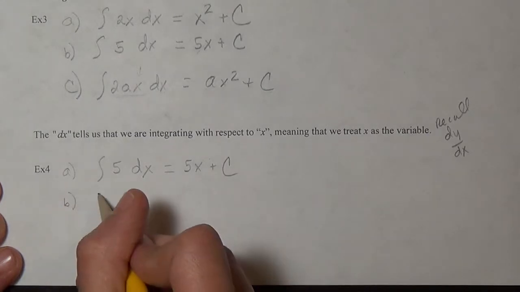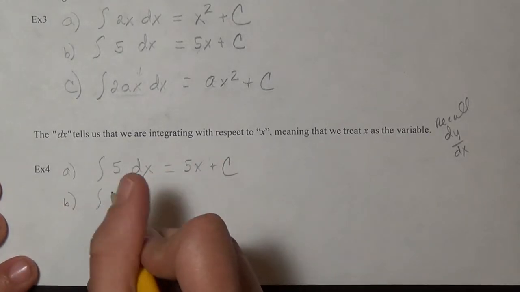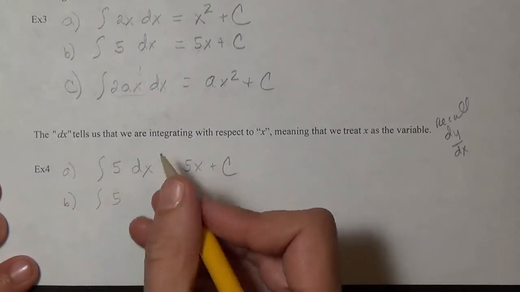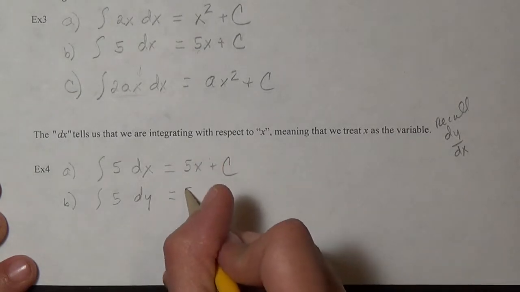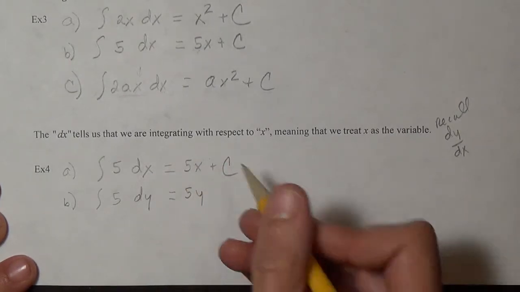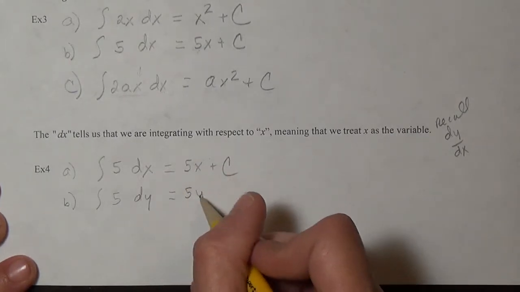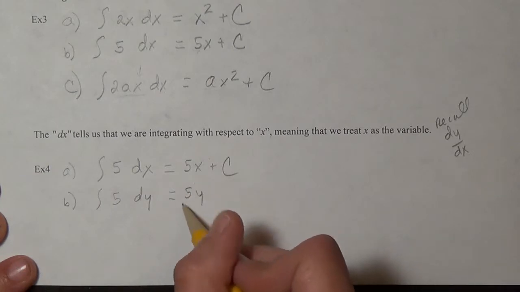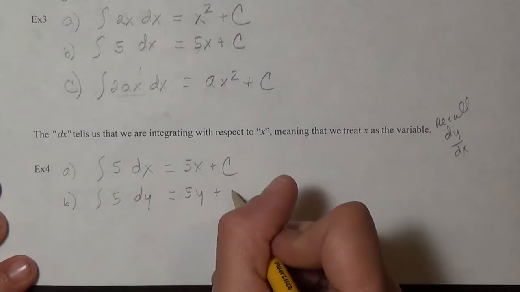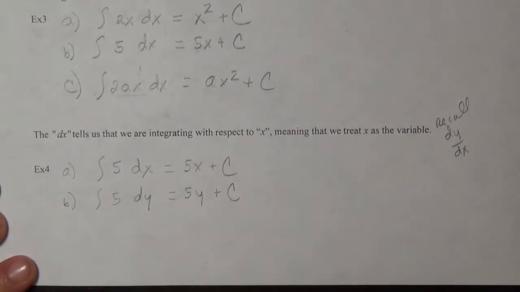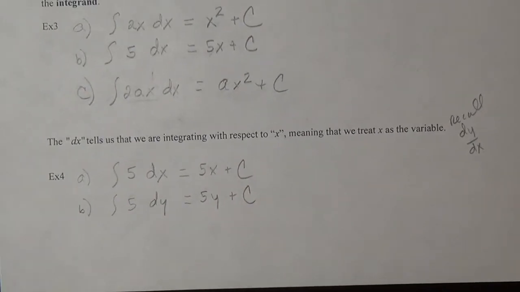For b, if I wanted the indefinite integral of 5 with respect to y, then y is the variable, so I would get 5y as an antiderivative. The derivative of 5y with respect to y would be 5. But indefinite integral, add all possible constants.